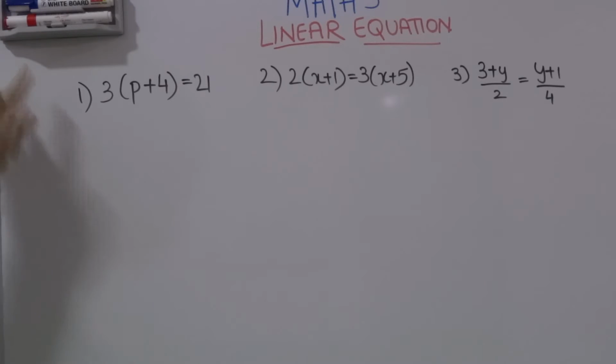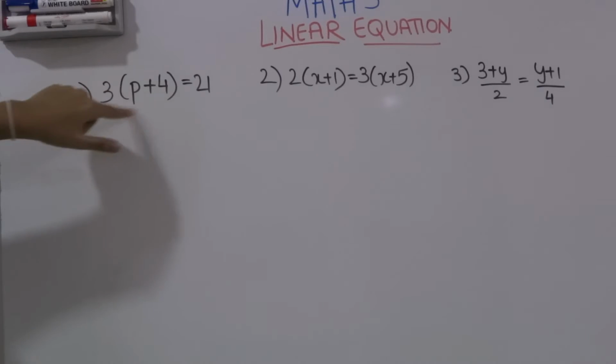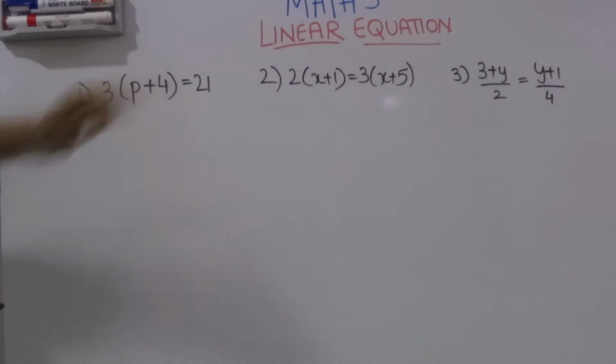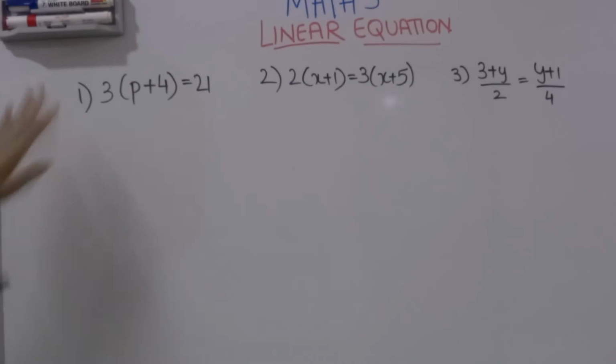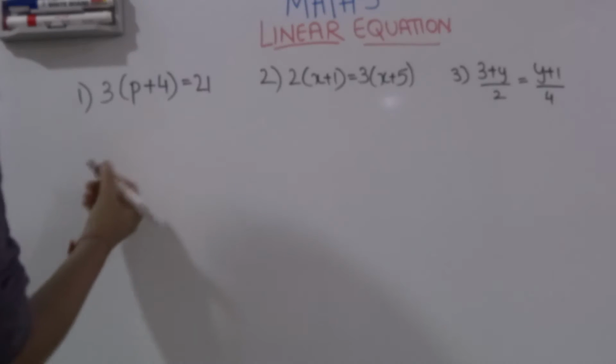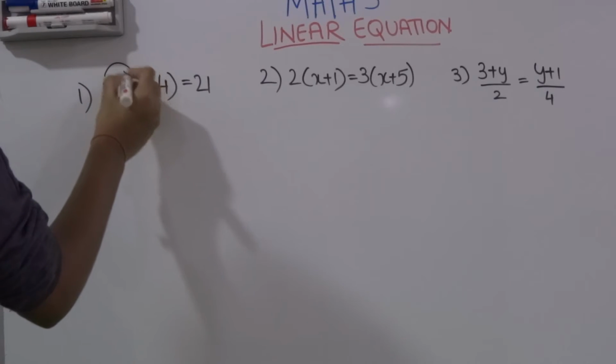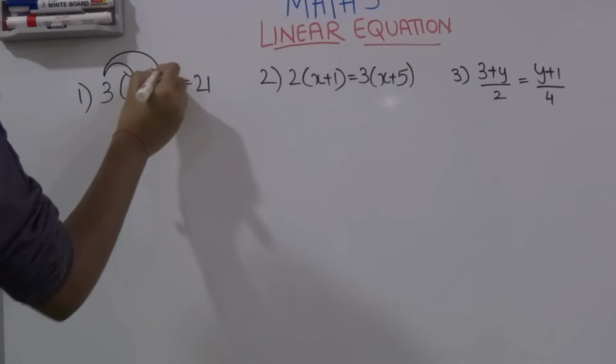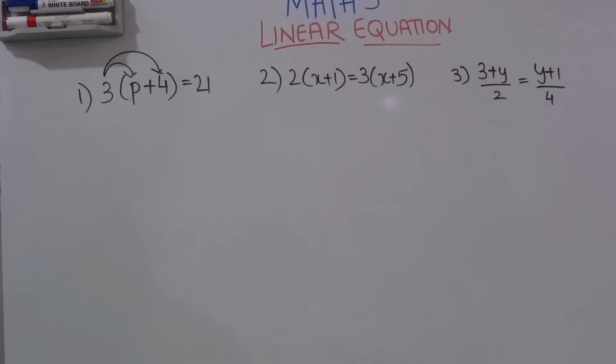Let's take a look at some of the tricky ones. Now the first one is 3 multiplied by bracket p plus 4 is equal to 21. There are two ways to solve this. First is we open the bracket, that is we multiply 3 with p and then 3 with 4 and then solve the rest of the equation.